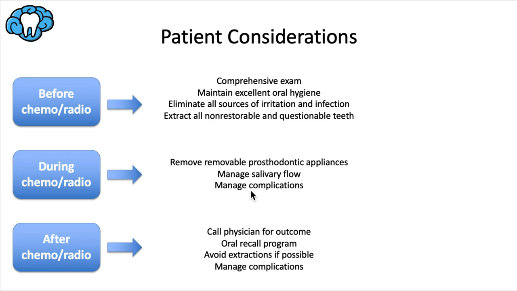And finally, after cancer treatment is over. So we would want to first call the physician to determine their outcome, if the cancer is cured, if it's in remission, or some other outcome. And if the cancer therapy is completed, then we would place that patient on a recall program where you see them once every 1 to 3 months for the first 2 years, and then you could relax that back to every 3 to 6 months for the next 3 years after that. The more frequent recalls help you look out for recurring lesions, any latent metastases, and again, manage those pesky complications.